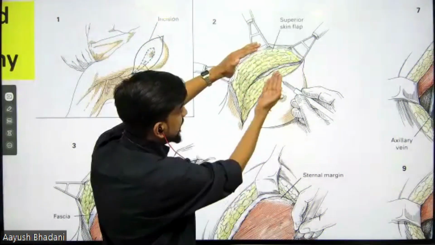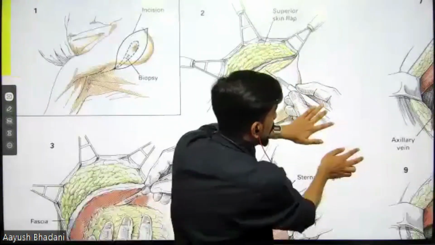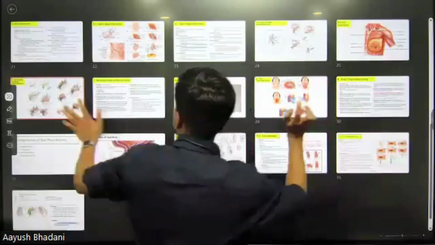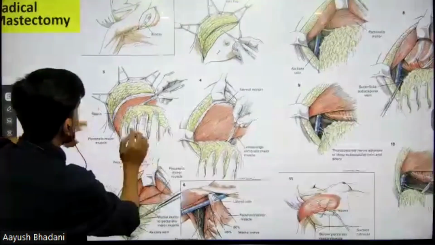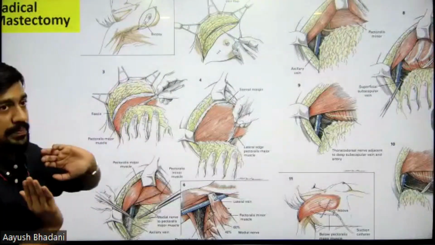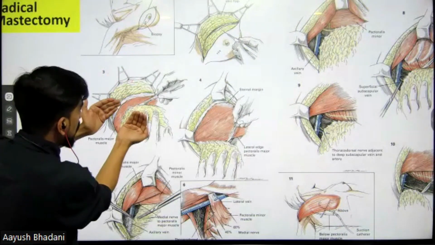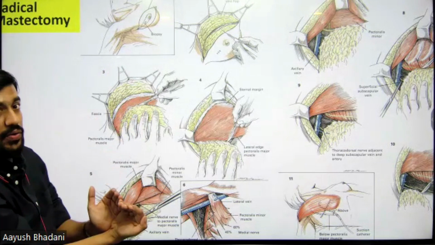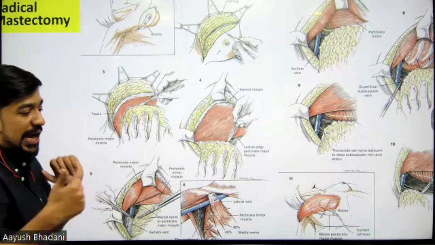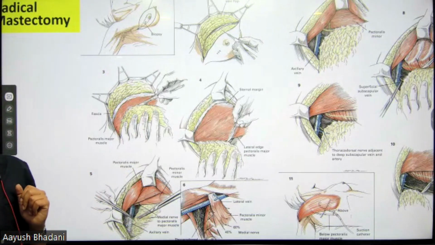We keep dissecting, keep dissecting, keep dissecting till we raise the entire superior skin flap. Now, once we have raised the superior skin flap, we need to take the breast specimen out from the underlying P major.